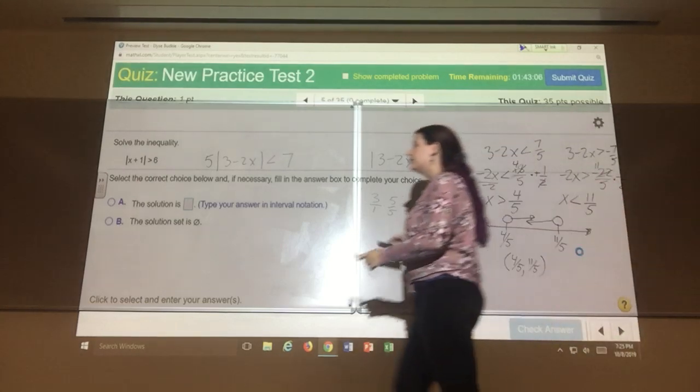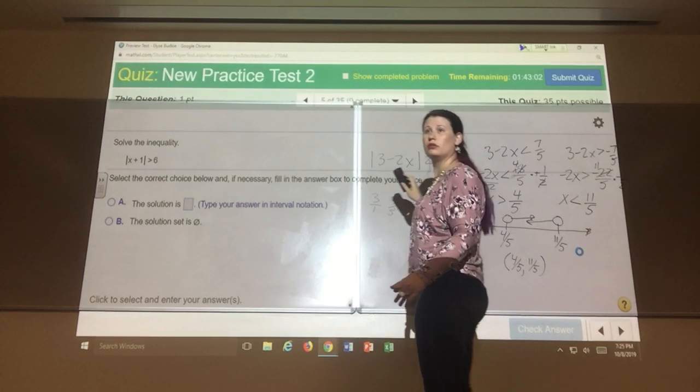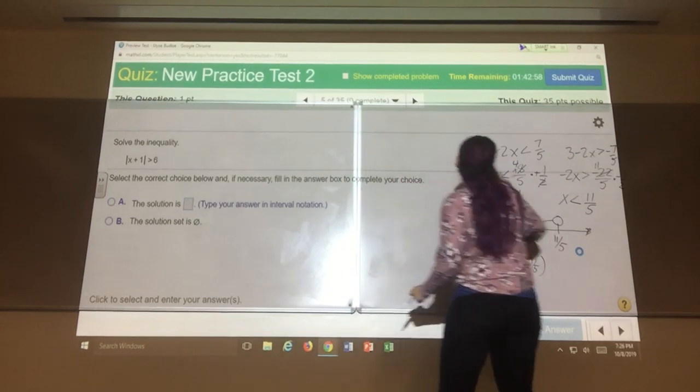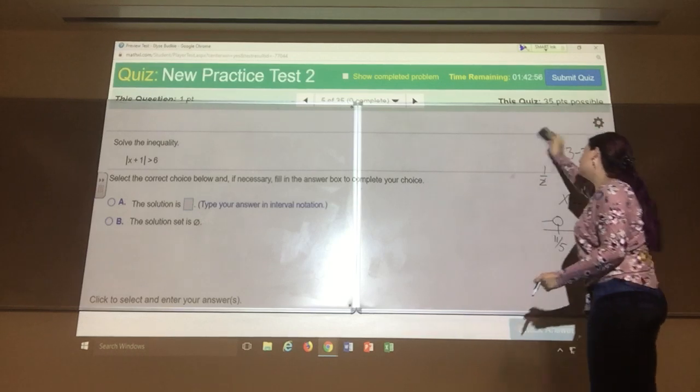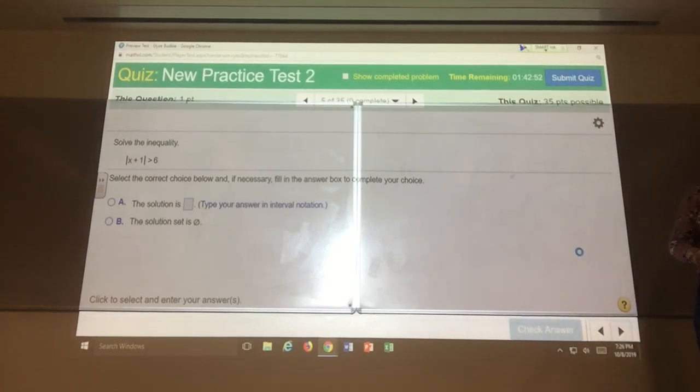What about this one? Well, first, is it possible? That's all I'm going to ask. Yes, it is possible, because it's greater than a positive number, right?